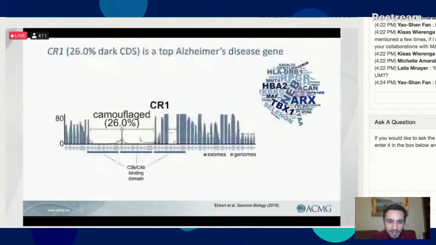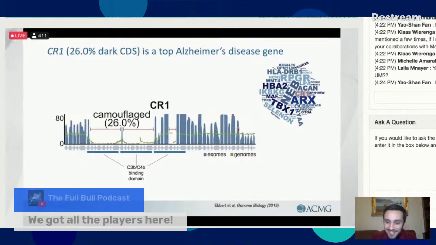Looking at CR1, I told you that's a favorite gene for me with my interest in Alzheimer's disease. I've been involved in Alzheimer's disease genetics for 8 or 9 years now. And until we bumped into this, I had no idea that 26% of CR1 is camouflaged. And interestingly enough, it turns out it's the binding domain, the C3b, C4b binding domain, which is part of the complement cascade process, which is a primary hypothesis in Alzheimer's disease. So really shocking here.